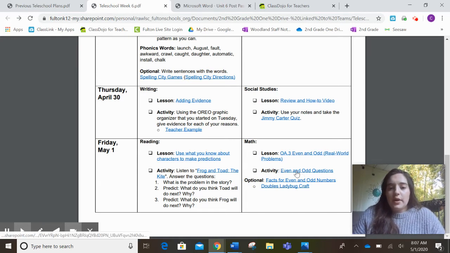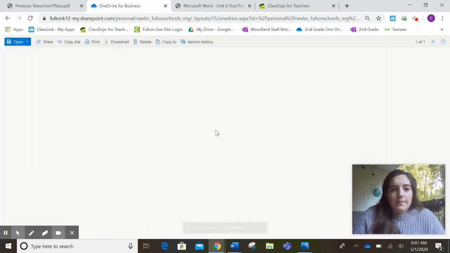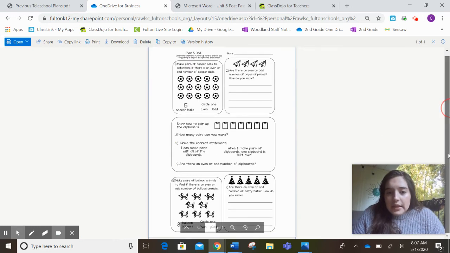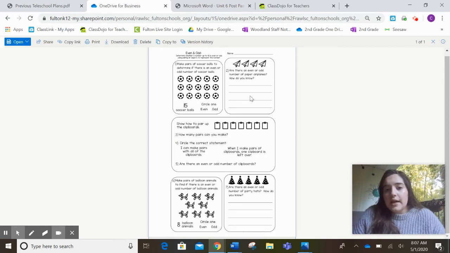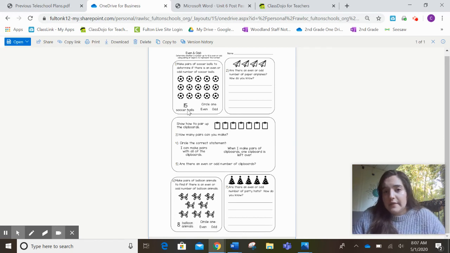For your activity, you're going to click here, even and odd questions, and it'll open you up. You're going to complete this page, 1 through 7. Make sure you read the questions. Like for number 1, make pairs of soccer balls to determine if there is an even or odd number of soccer balls. If you can at home, print this out, that would be great. If you can't, that's totally fine. You don't have to draw the soccer balls. You could just draw, there's 15 of them. 15 soccer balls, yes. So if there's 15 of them, just draw 15 circles on a piece of paper, pair them up, tell us if it's even or odd.